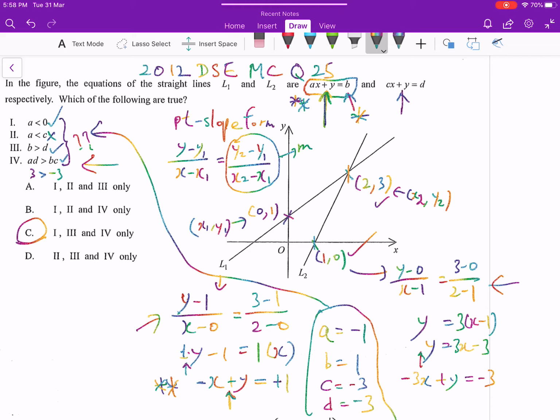Maybe next time I'll use the normal method to demonstrate this question to you. Then you will know what the main difference is between different kinds of methods to deal with this kind of question.